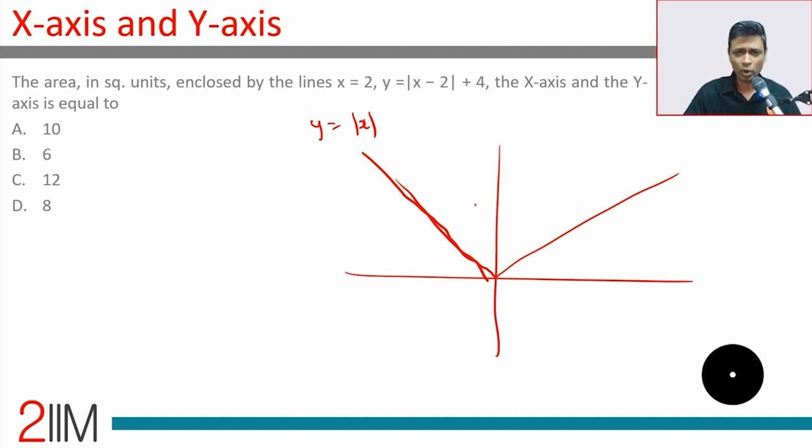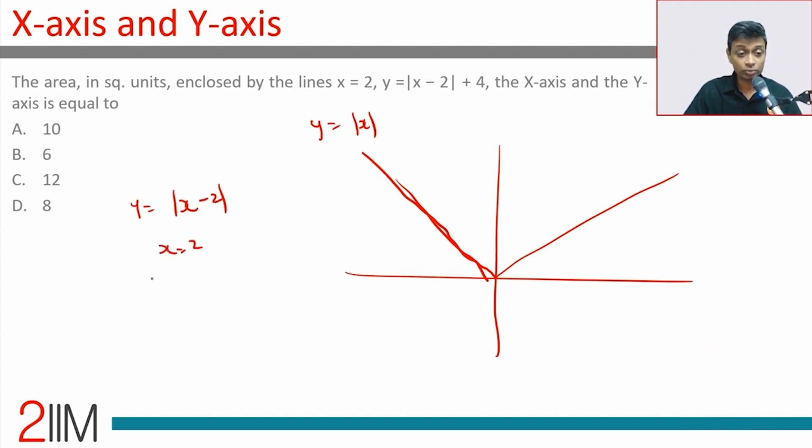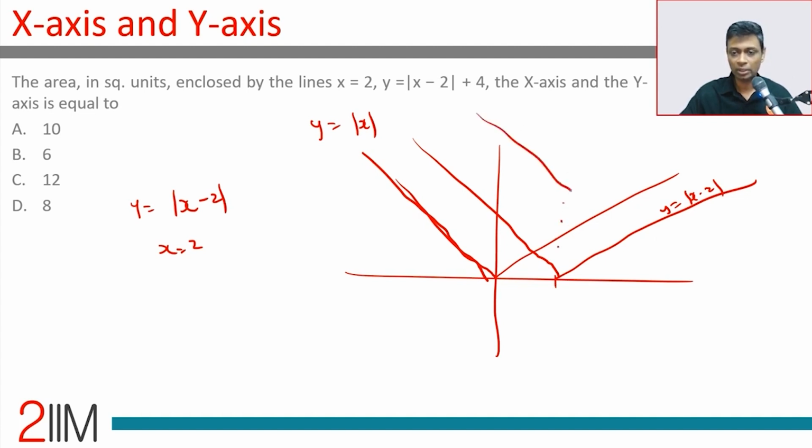Now I want to do y equal to modulus of x minus 2. Think about it. This will go to 0 when x is 2. Shifting it to the right. Y equal to mod x is like this. Y equal to modulus of x minus 2 will be like this. How will y equal to modulus of x minus 2 plus 4 be? Add 4. 1, 2, 3, 4. It will be a line like this.